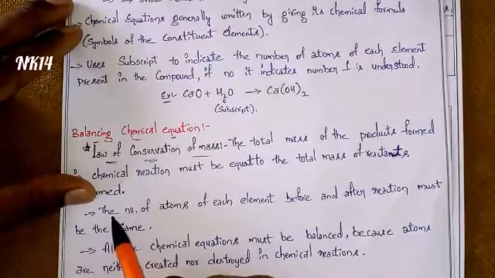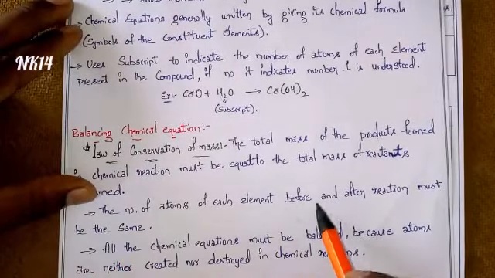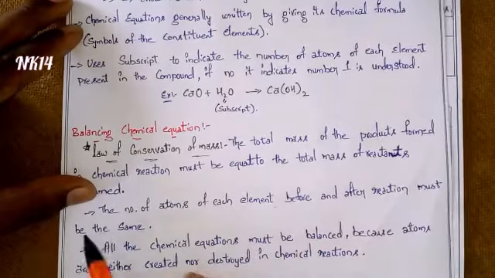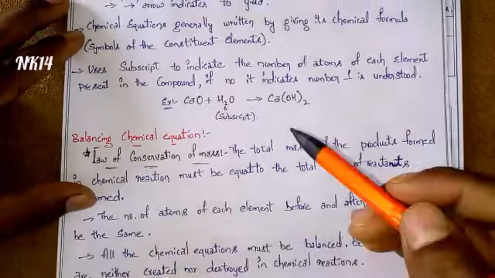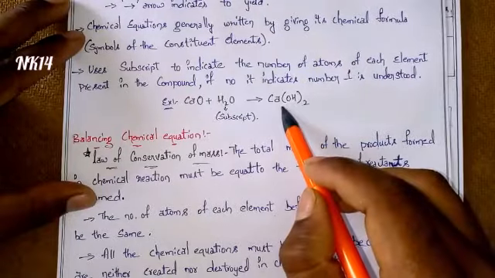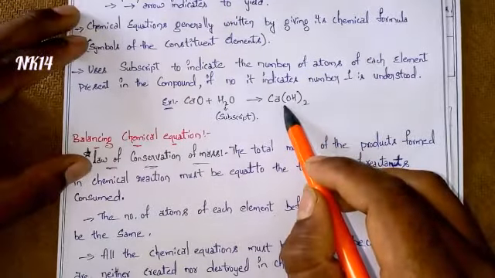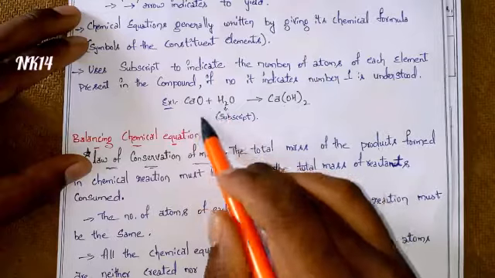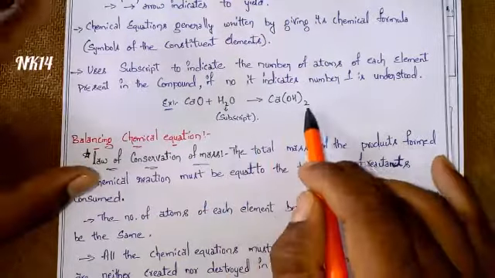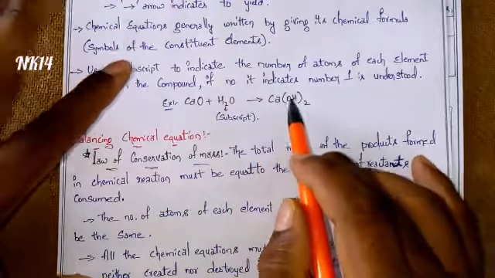Next, the number of atoms of each element before and after the reaction must be the same. So this is the point. The number of atoms after the reaction should be equal to the number of atoms before the reaction. This should be satisfied. If it is satisfied, then the equation is balanced.